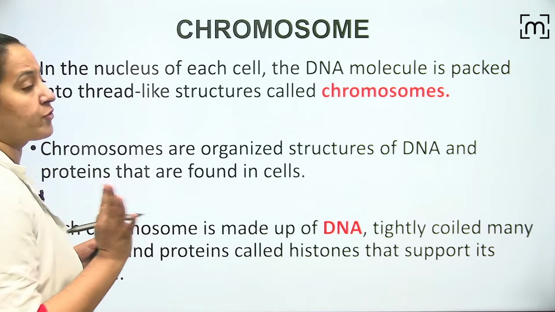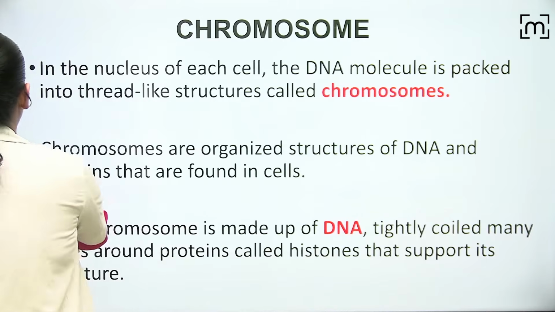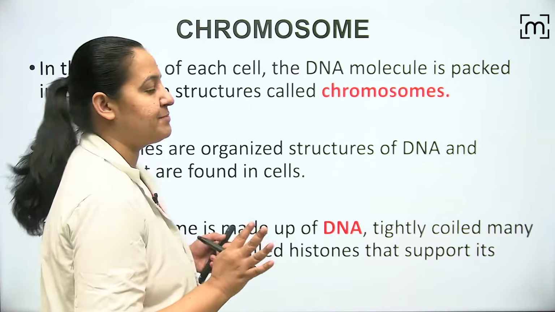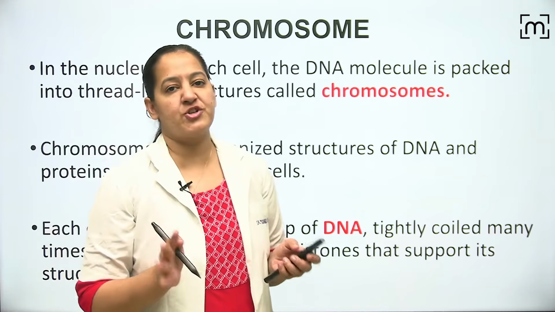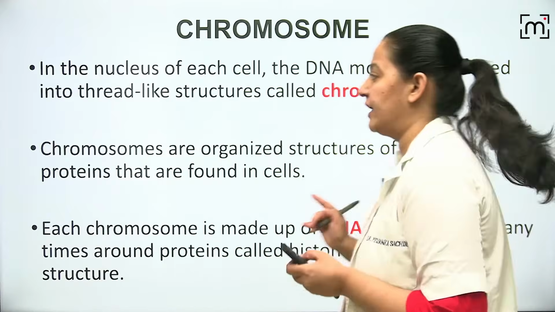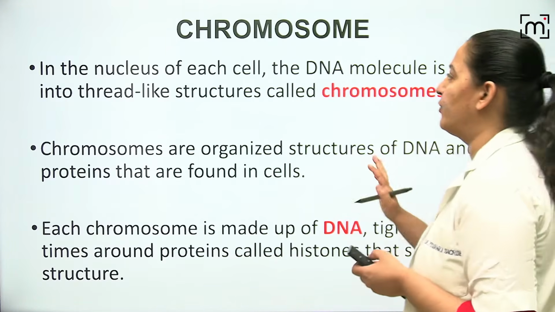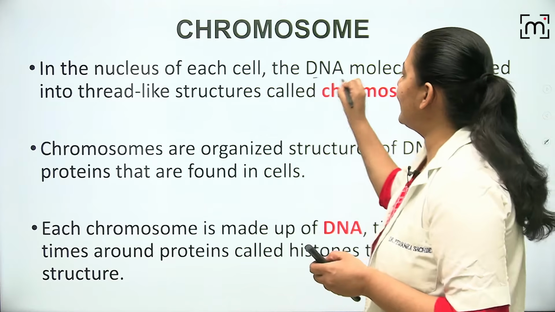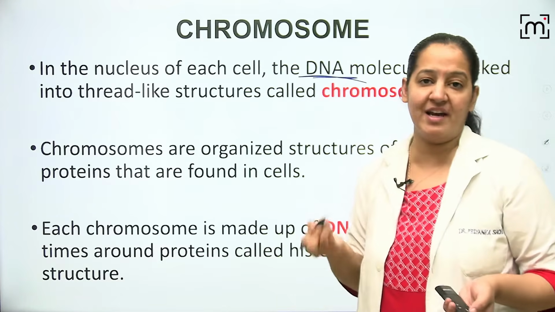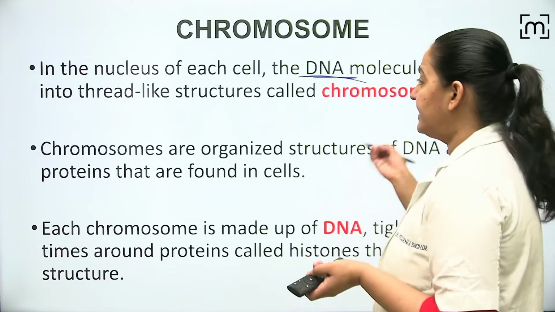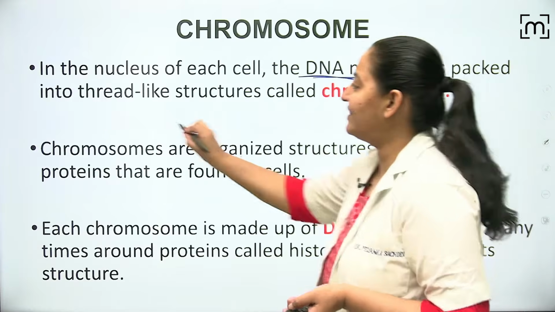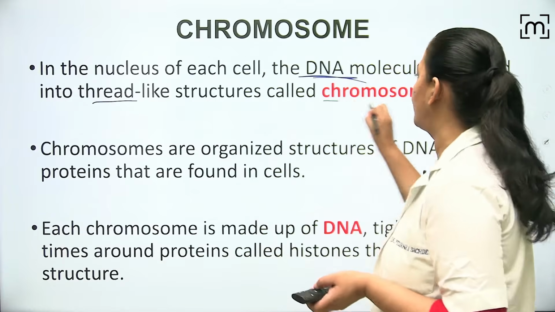So what is a chromosome? The human body is made up of cells. Cell is the structural and functional unit of the human body. All cells have a nucleus. Inside the nucleus of each cell, DNA is present. The double-stranded DNA is present in the human. The DNA molecule is packed in thread-like structures which are known as chromosomes.